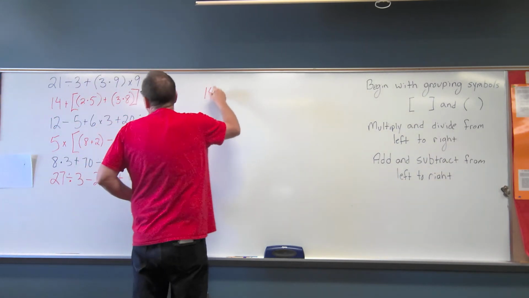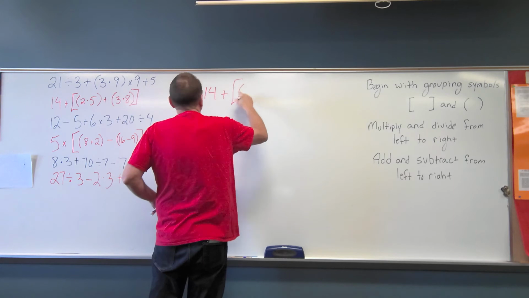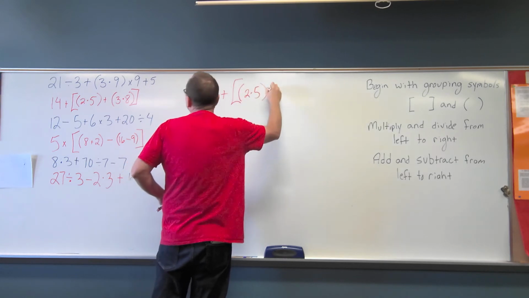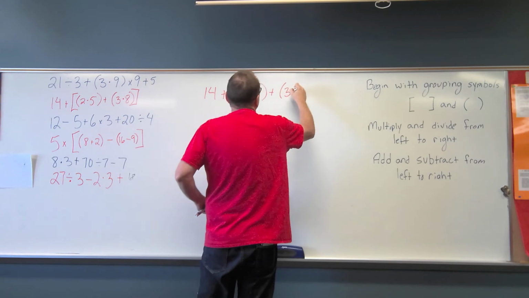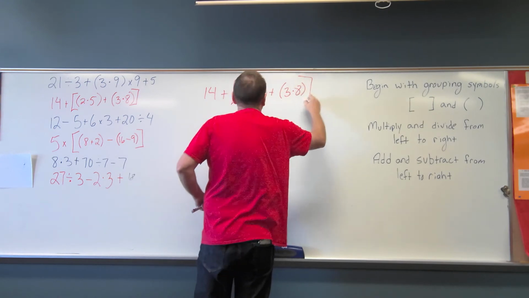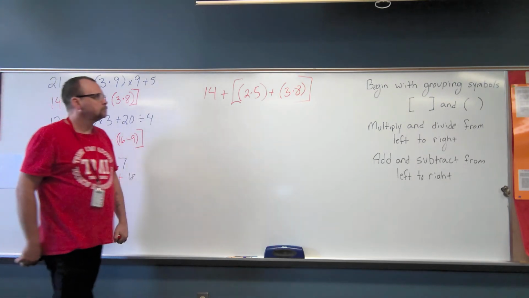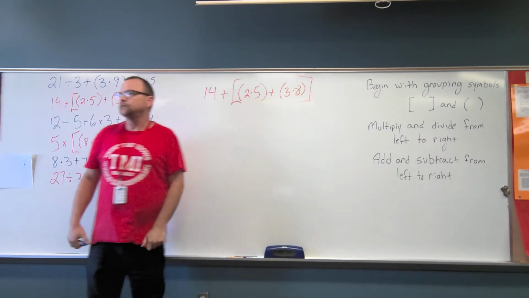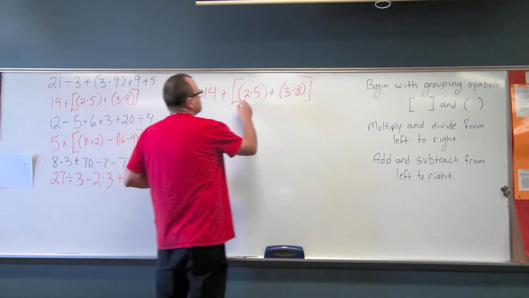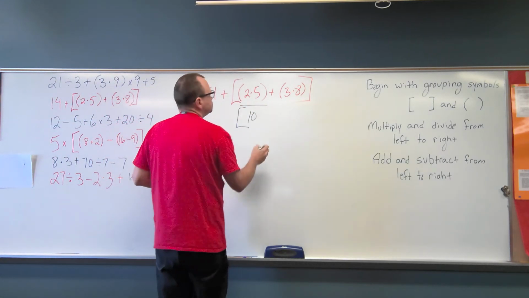Let's go 14 plus brackets 2 times 5 plus 3 times 8. Jackson, do I have any grouping symbols? Yes. So Jackson, what should I do first? I can't add those 2 because these are in parentheses. 2 times 5. Good. 2 times 5 is what, Jackson? 10.